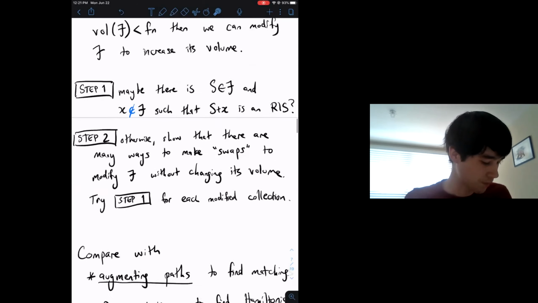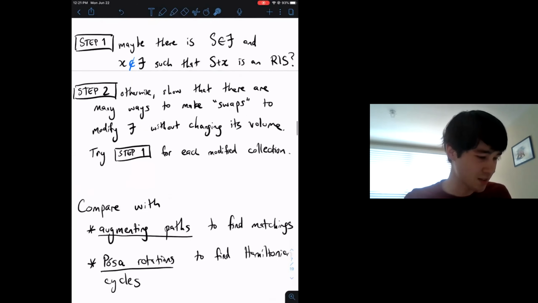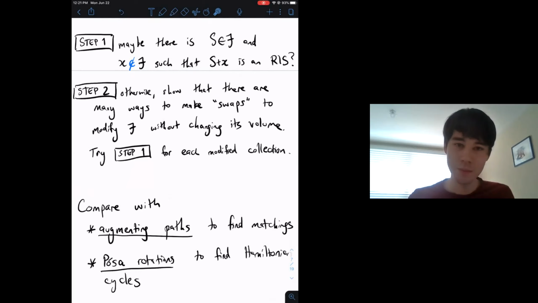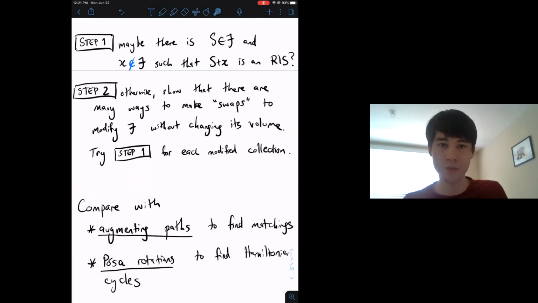Oh yeah, I wanted to say that this kind of idea is by no means new to us, at least this sort of general strategy. Maybe the most famous method that is like this is augmenting paths to find matchings in graphs. But maybe something a little bit closer is the idea of Pósa rotations to find Hamiltonian cycles in graphs. This kind of idea is that you want to do some operation which increases flexibility, and you want to iterate that in order to allow yourself to add something, to increase something.